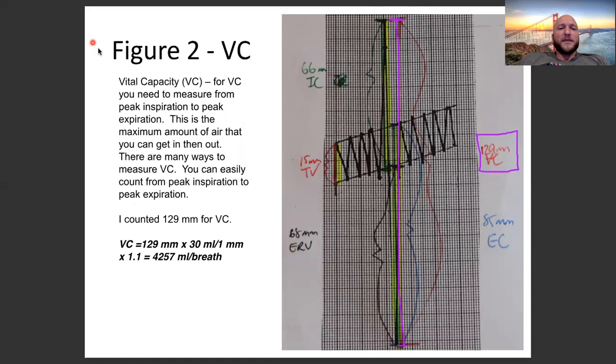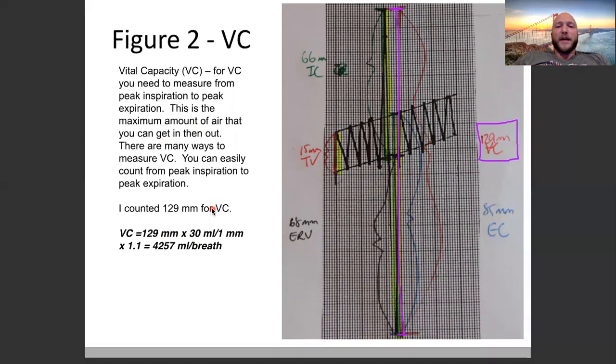Vital capacity. So vital capacity, you need to measure from peak inspiration to peak expiration. This is the maximum amount of air that you can move in and out of your lungs. So 129 boxes, we do a volume equation again. 129 times 30 times 1.1 gives us 4,257 milliliters as the vital capacity.